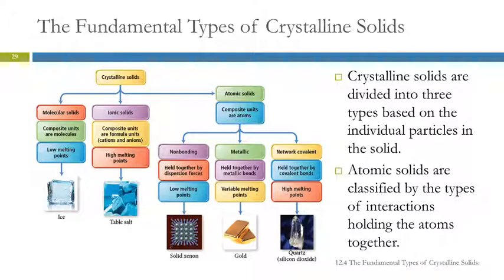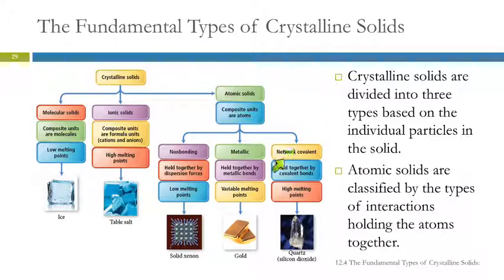We can divide those atomic solids into three other categories: non-bonding, metallic, and network covalent. And the difference here is what's holding those atoms together. Non-bonding, those atoms are just held together by dispersion forces. Those are the only intermolecular forces that atoms have. A metallic atomic solid has atoms in it, but they're held together by metallic bonds. So we've got the electron sea that's around the atoms and it's holding them together.